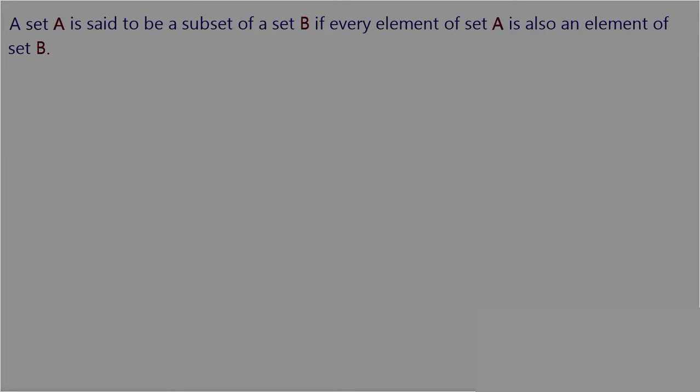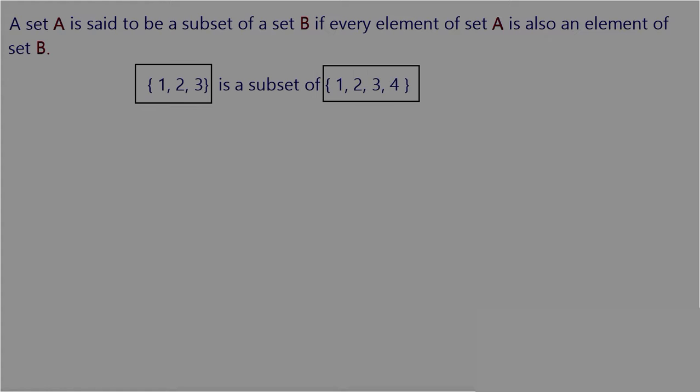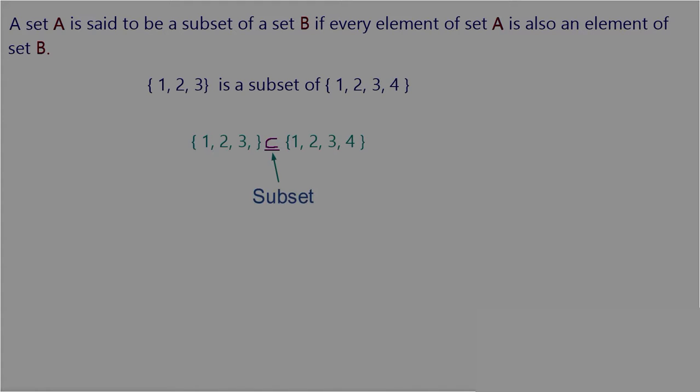The set A is said to be a subset of set B if every element in set A is also an element of set B. Now here is an example. So we have two sets, which are set A and set B, because every element in set A is also in the set B, we can then say that set A, which is the first set, is a subset of set B. And this sign is the subset sign.